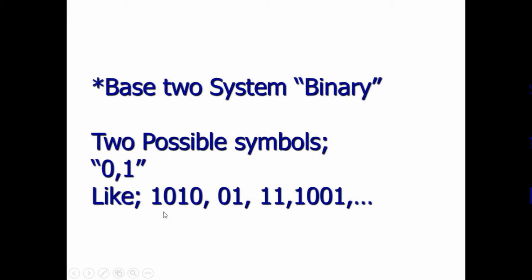And the numbers that you might have, these are just some samples of binary numbers. You don't read this, for instance, as ten-ten, you read this as 1, 0, 1, 0. This is not eleven, this is 1, 1. This is not one thousand and one, this is 1, 0, 0, 1. You just basically state it that way, because there is no 2, there is no 3, there is no 1000. It's just either 0 or 1.